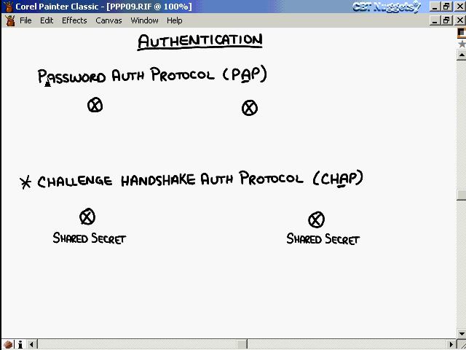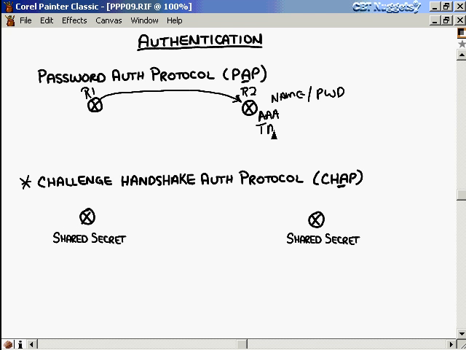PAP is going to have a router simply transmit across a combination of a name and a password. This combination, once received by router 2, having been sent by router 1, is going to be verified against the database. And that database can either be local to this router, which would be AAA, which is a form of authentication, authorization, and accounting set up on Cisco routers. So it can be a local database that we match against, or it can be a database on a server like a TACACS or a TACACS Plus server.